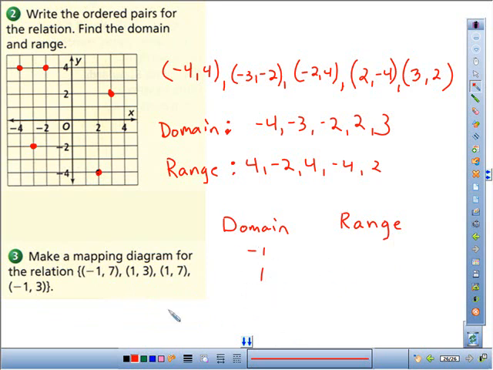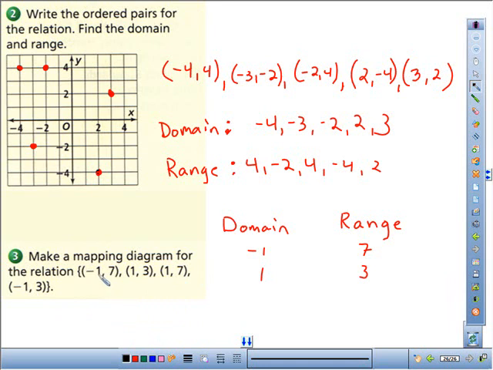Now for the range, remember those are the y values. We have 7. We have 3. We have 7 again, right? And we have 3, right? And then a mapping diagram, we're just going to map them together.